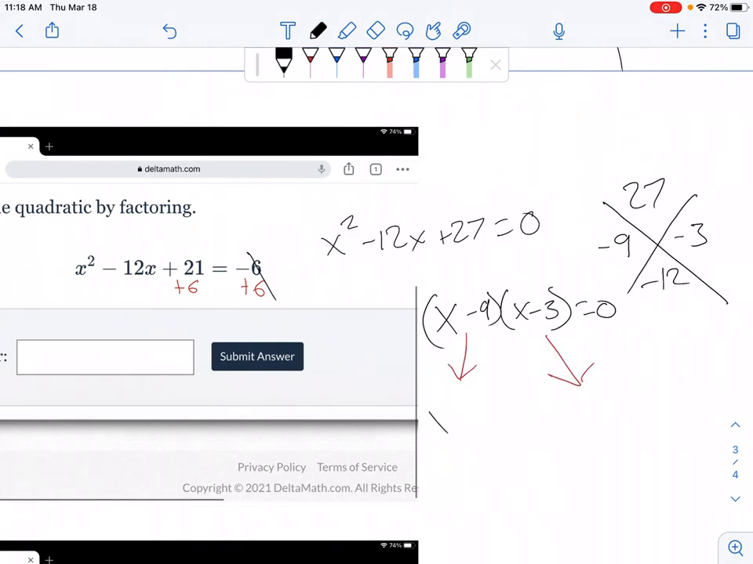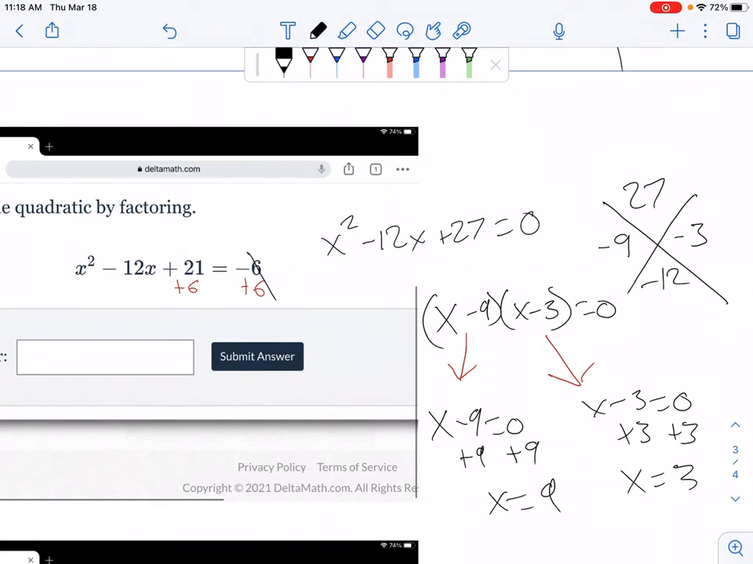So we set it equal to 0. X minus 9 equals 0, and x minus 3 equals 0. We add 9 to both sides. X can equal 9. We can add 3 to both sides, and x can equal 3. So 9 comma 3.